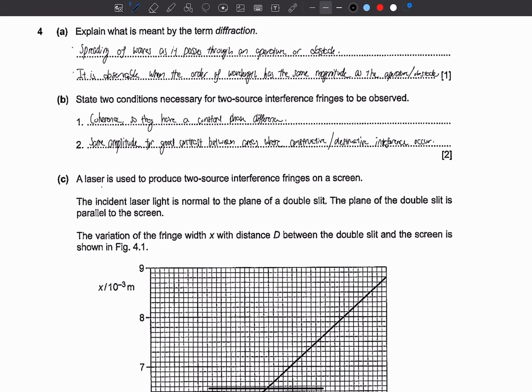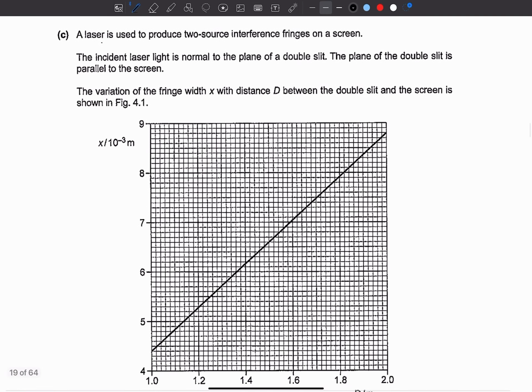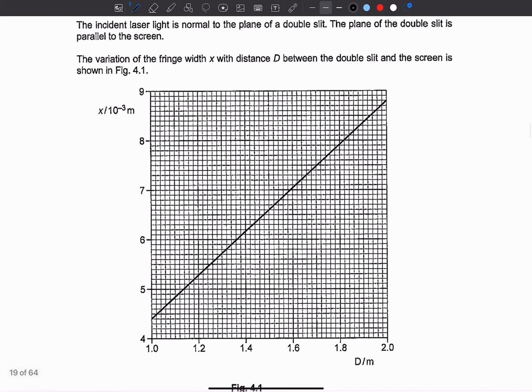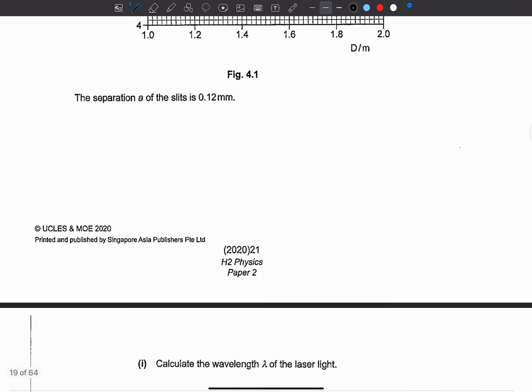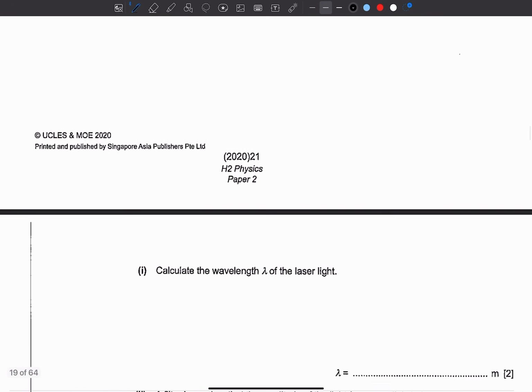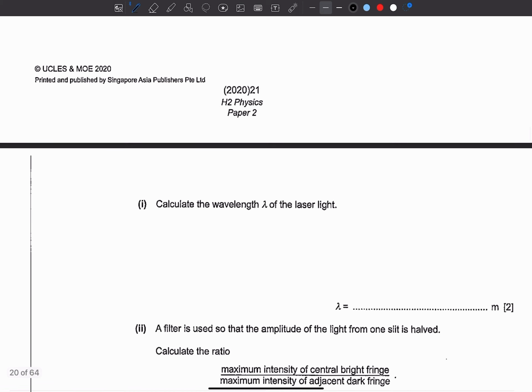Alright. Next. A laser is used to produce two source interference fringes on a screen. So two source interference would imply that it is a double slit. The incident laser light is normal to the plane of a double slit, okay? The plane of the double slit is parallel to the screen. The variation of the fringe width x with distance d between the double slit and the screen is shown in this figure. The separation A of the slits is 0.12 millimeters. Calculate the wavelength of the laser light.